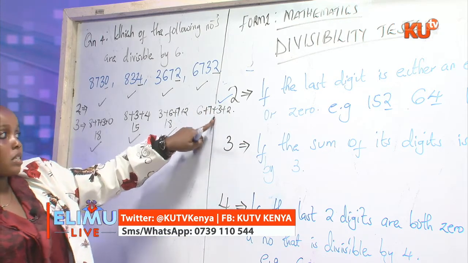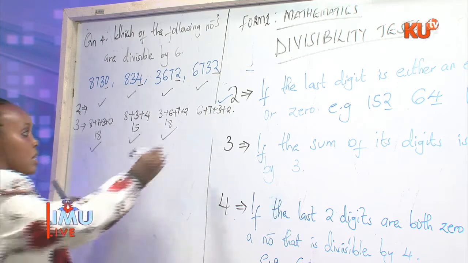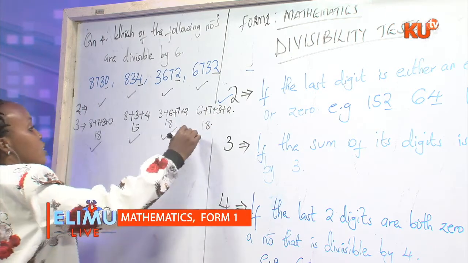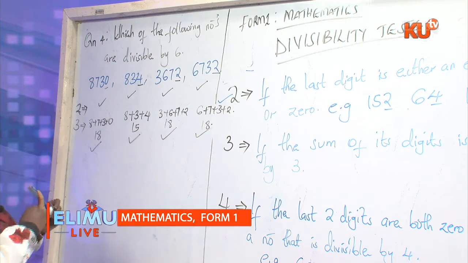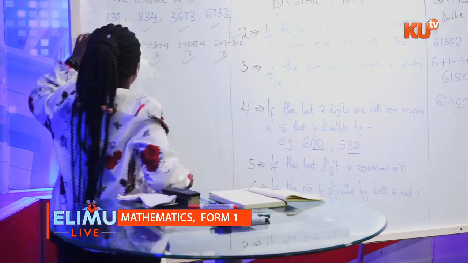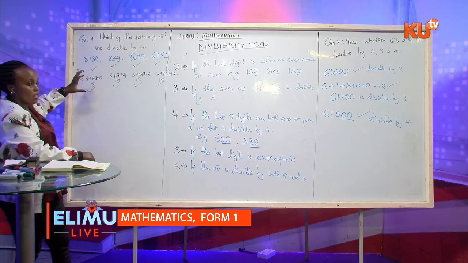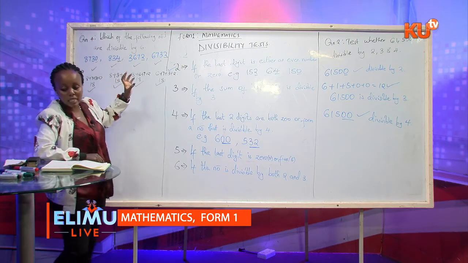13 plus 3, that is 16. 16 plus 2, that is 18. Meaning this number is also divisible by 3, meaning all these numbers are divisible by both 2 and 3. That tells us that all these numbers are divisible by 6.